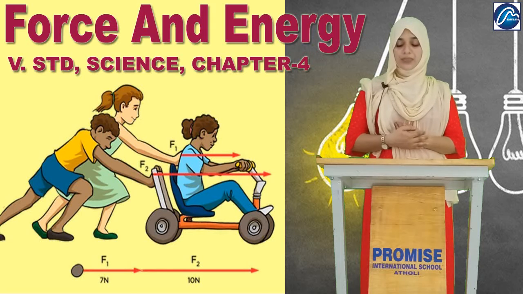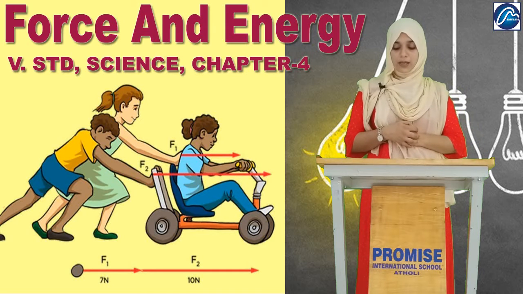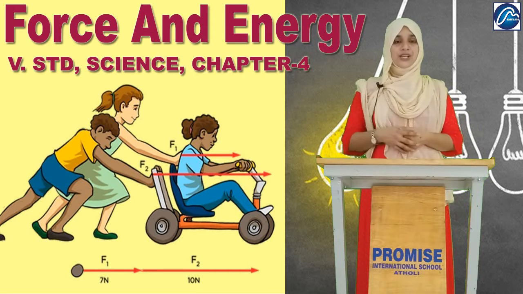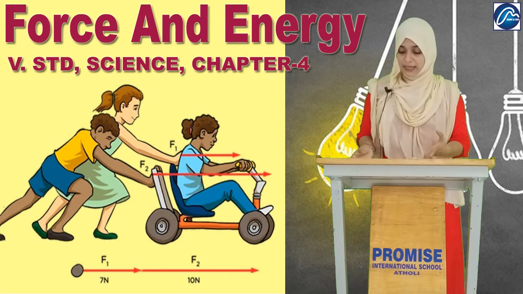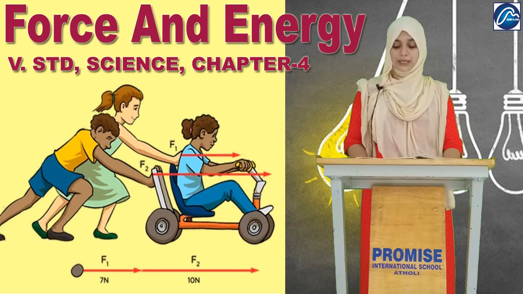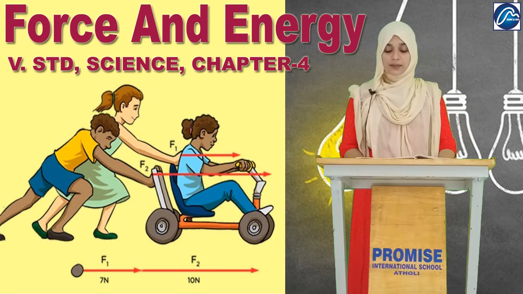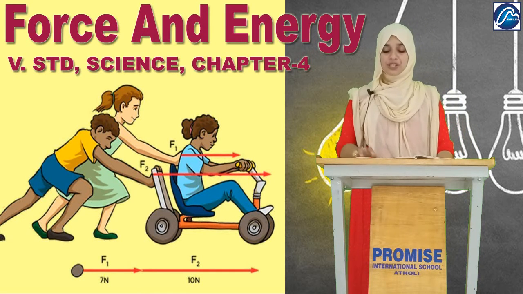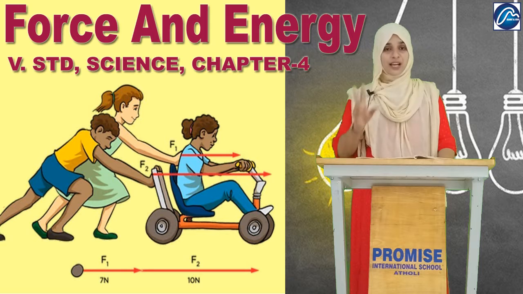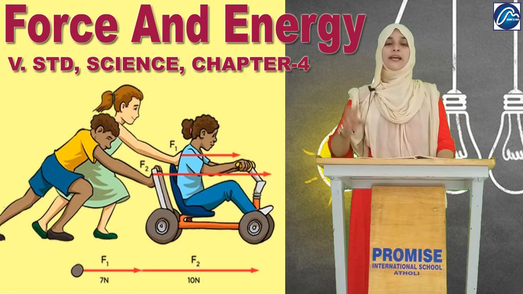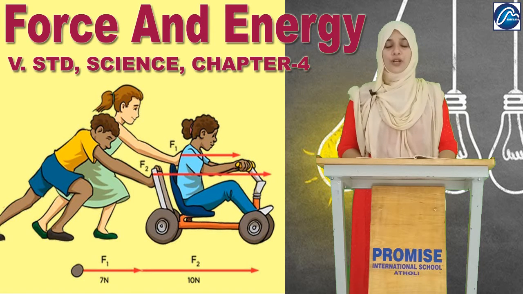Next is energy. The ability to do work is called energy. There are different types of energy. Okay? Energy is everywhere in nature. Sun, wind, water, plants, animals. We use energy every day. Okay? Different forms of energy. Mechanical energy is the energy possessed by an object due to its position or due to its motion. Mechanical energy is of two types. The energy possessed by an object due to its motion is called kinetic energy and due to its position is called potential energy.